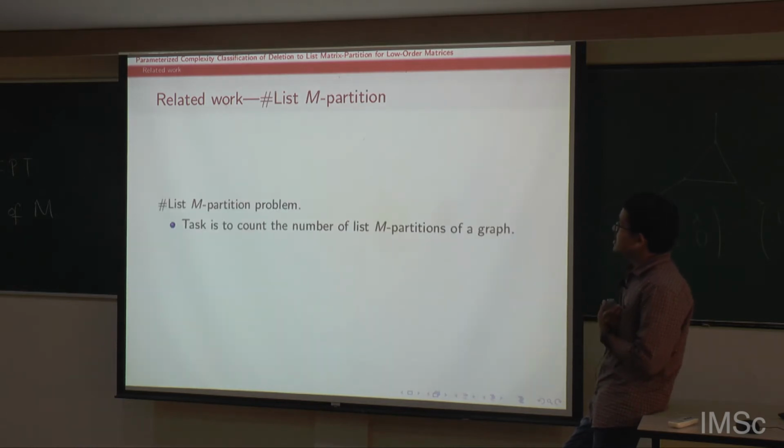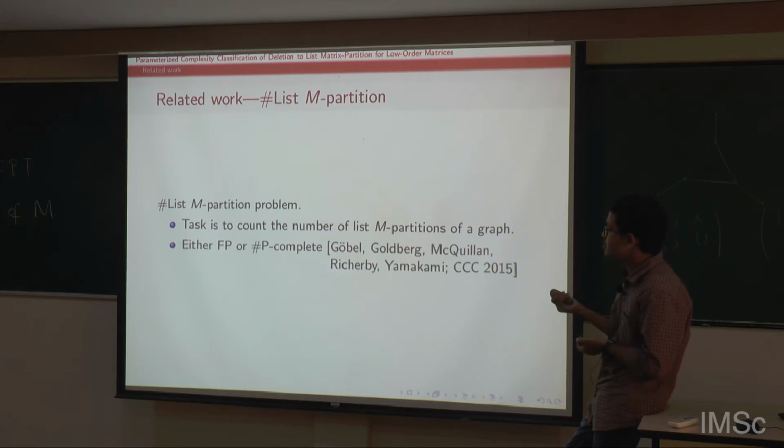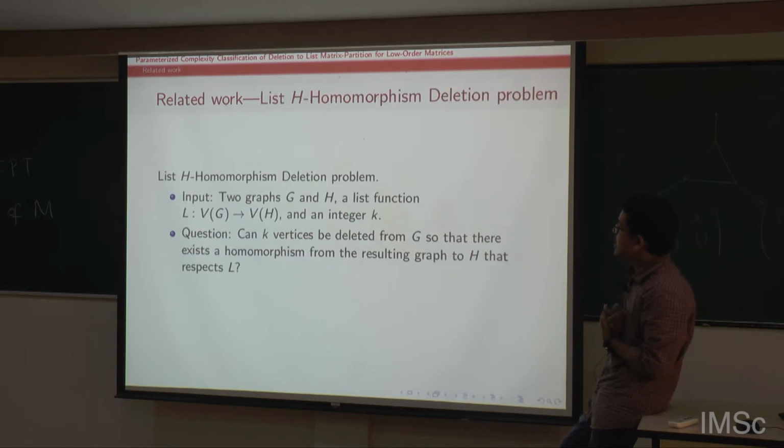Then there was something else called sharp list M-partition, where the goal is to count the number of list M-partitions of a given graph, and this has been shown to be either FP or sharp P complete in 2015. The other one is actually a deletion problem. It's the list H homomorphism deletion problem.